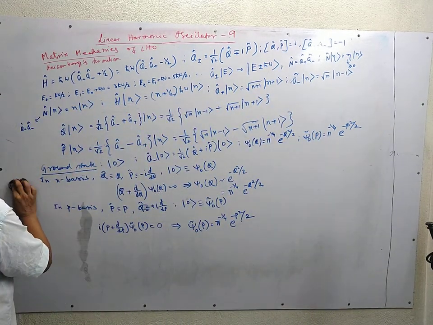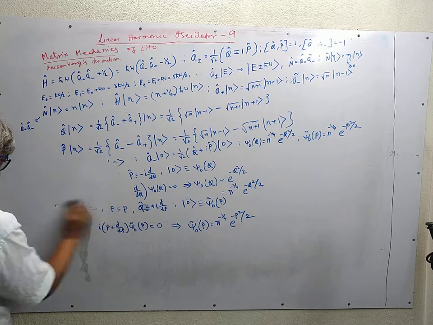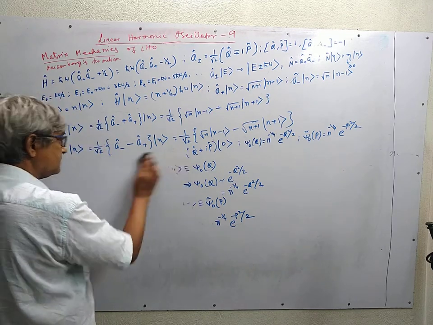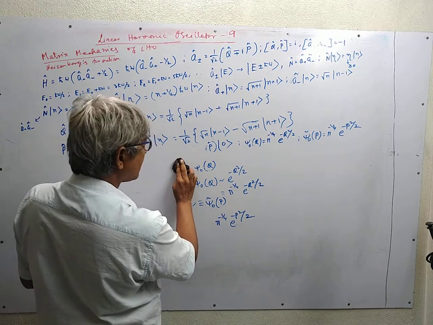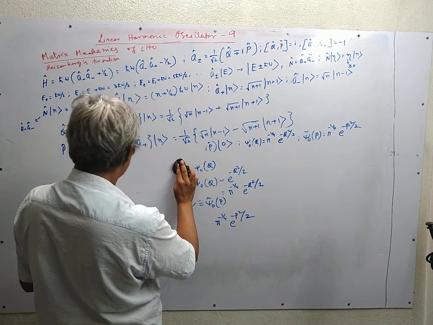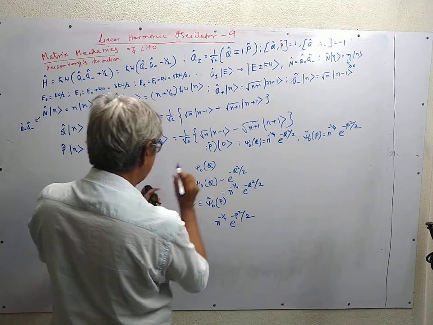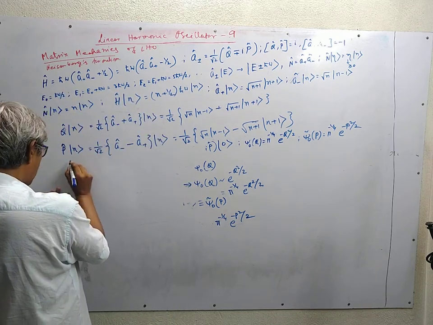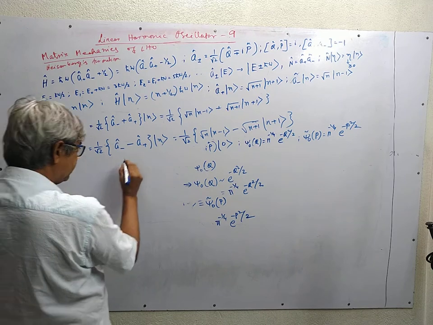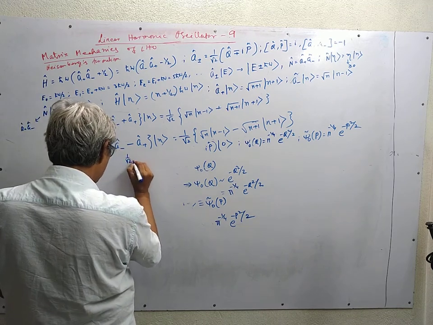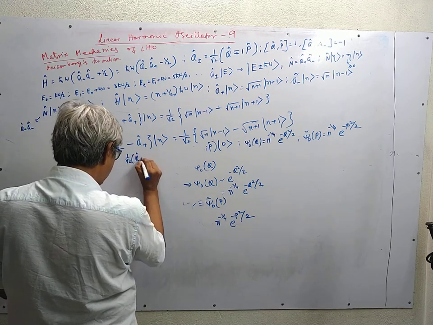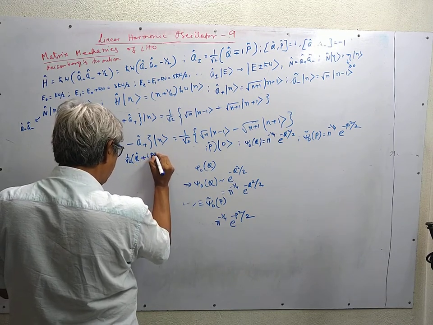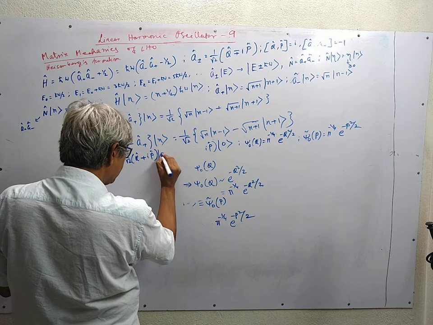Now coming to excited states, here we have the information about the ground state, that is 1/√2 (q plus ip) when it operates on the ground state.